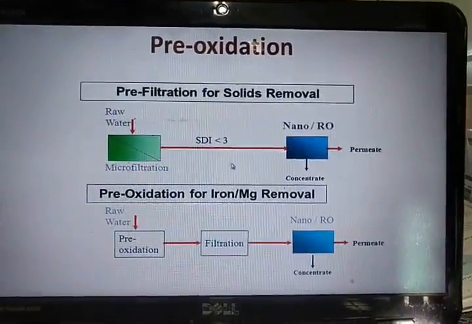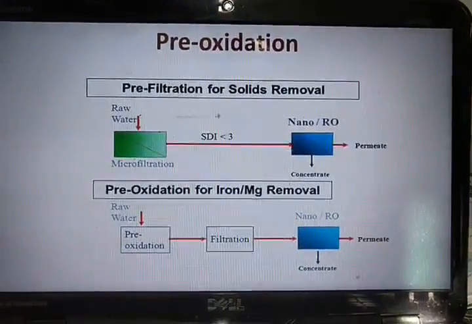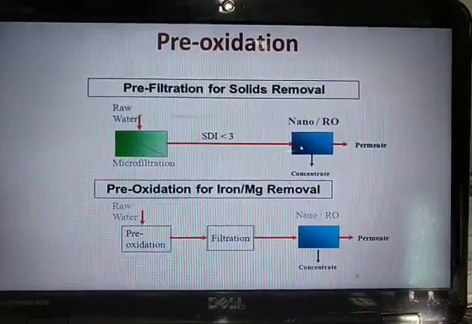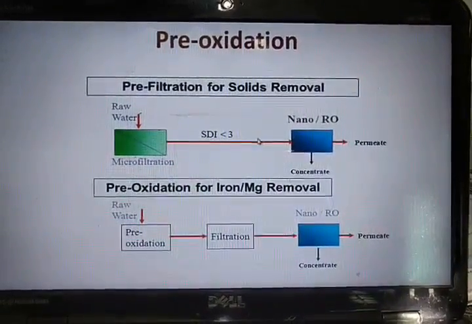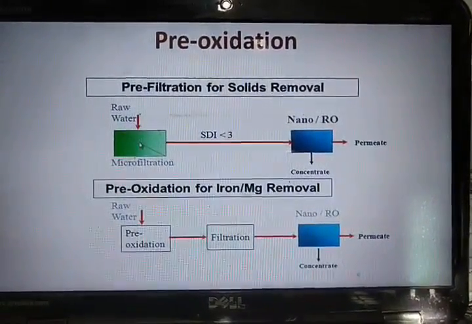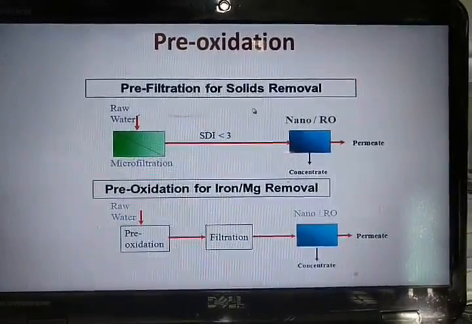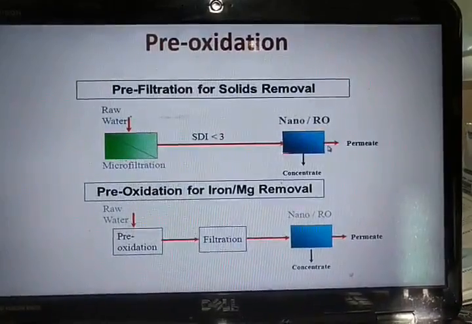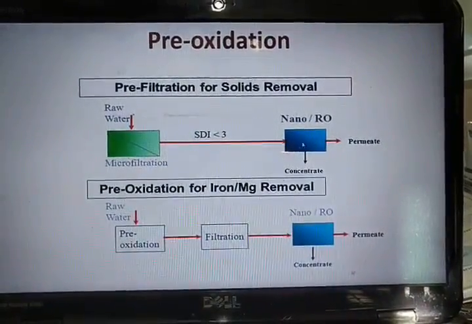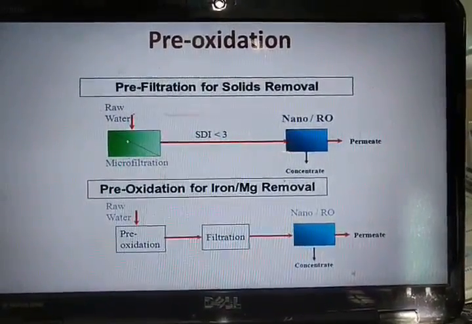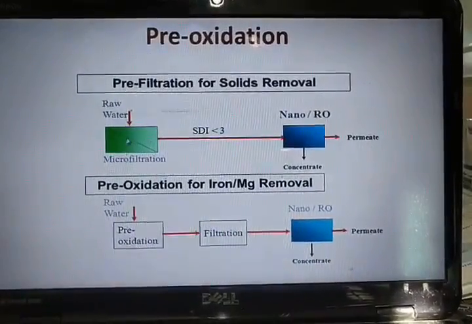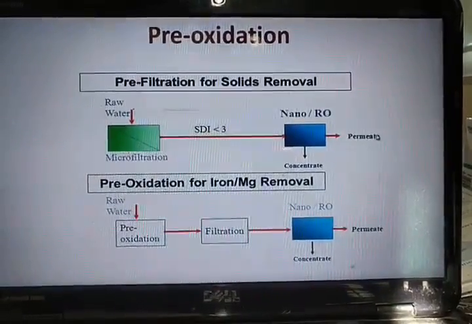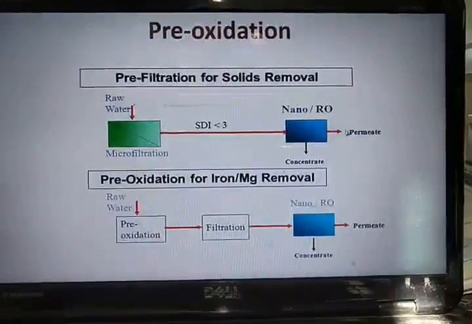Here you can see pre-filtration for solids removal. That is, before using the water for nano or RO filtration, the water can be treated with the help of microfiltration. So this is a pre-treatment method done before the membrane process of nano or RO, and it is done by using microfiltration to get a clear and efficient quality of the permeate.